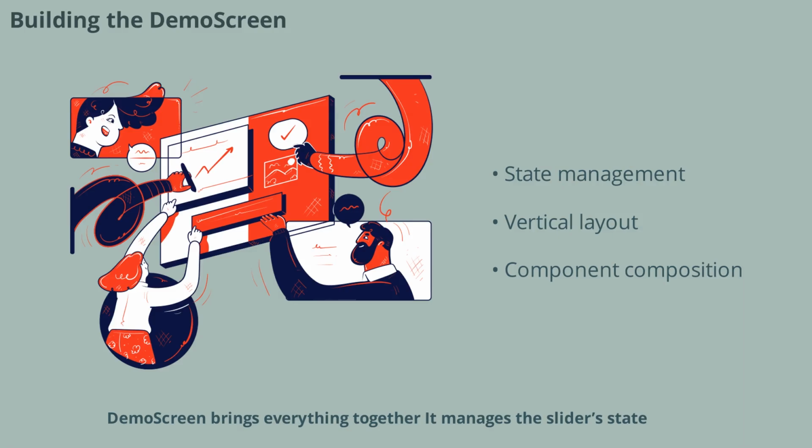DemoScreen brings everything together. It manages the slider's state, handles position changes, and arranges components vertically using a Column. You'll see DemoText, a Spacer, DemoSlider, and a Text component displaying the current slider value.